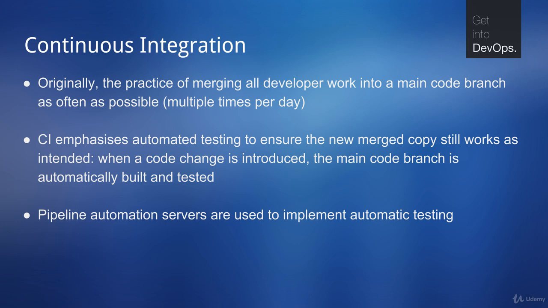Modern pipeline automation servers can notify individual developers if the changes they have introduced break the application. Later in this course, we will be covering Jenkins and GitLab CI, which are both pipeline automation servers.